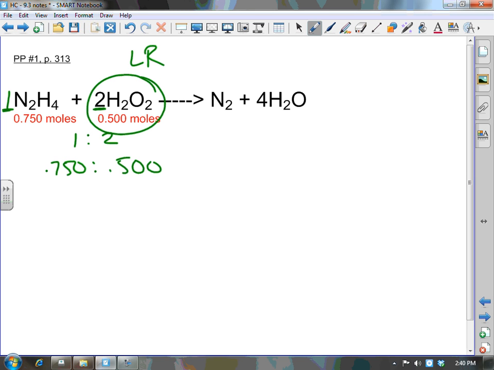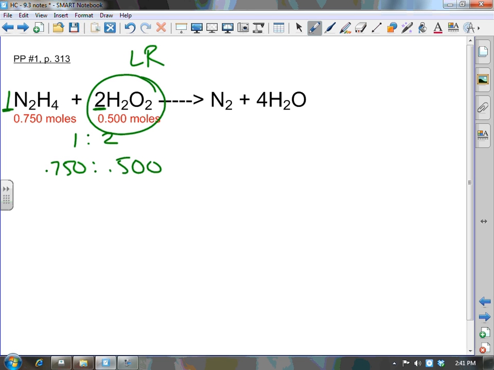Now, let's just say we can do this. So let's go back and, for whatever reason, let's say you don't see that. Well, we can go back through and do a calculation to figure that out. So let's look here at what they're asking. In part A, which is the limiting reactant? That's easy, H2O2.